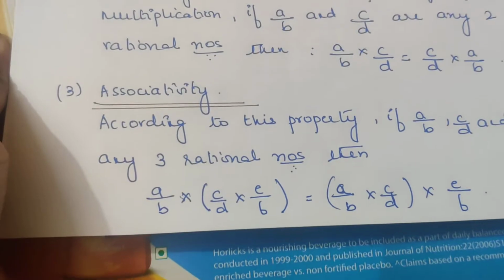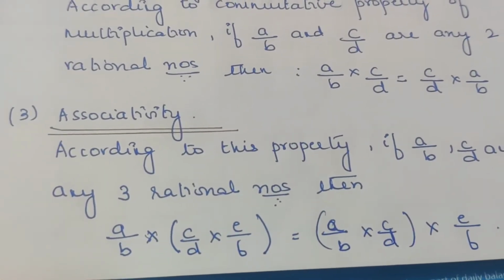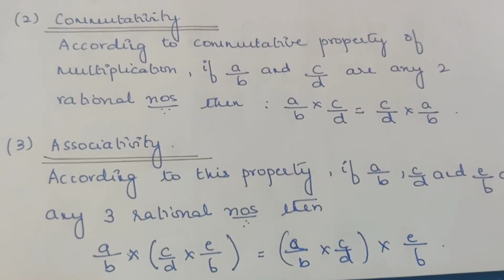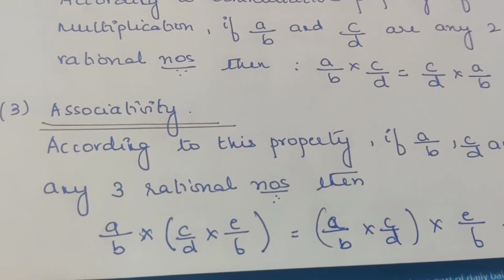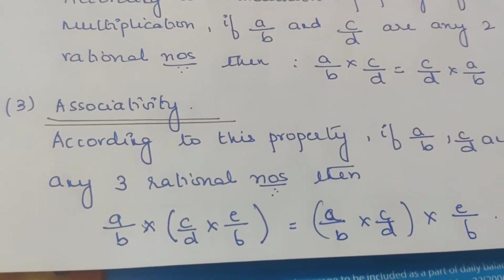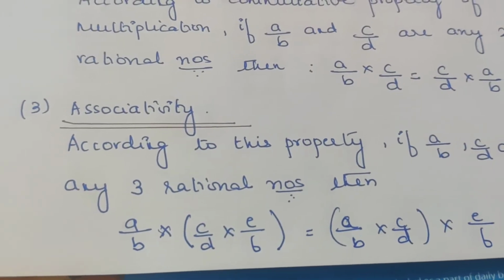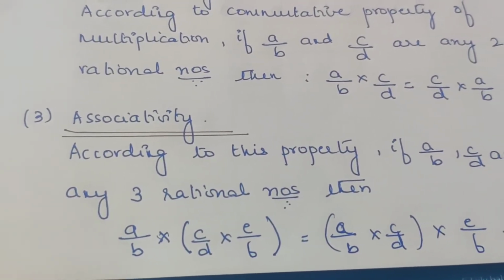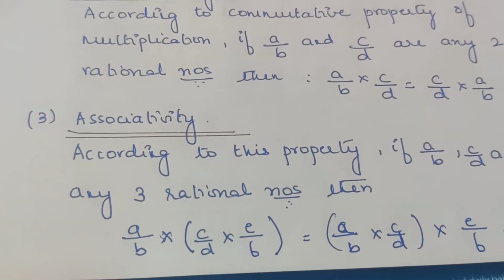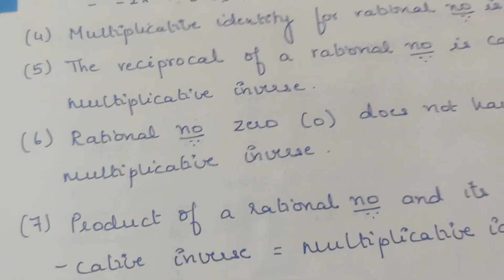Now, associative property. According to this property, if a by b, c by d and e by f are any three rational numbers, then a by b into c by d into e by f is equal to a by b into c by d into e by f, with the parentheses grouped differently. I'm just pausing for a few seconds for you to understand the use of parenthesis. Hope this is clear.